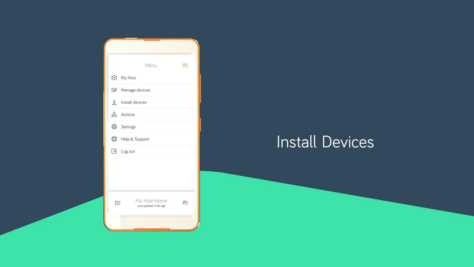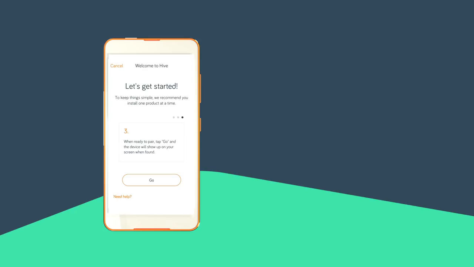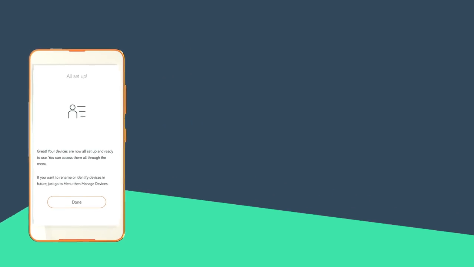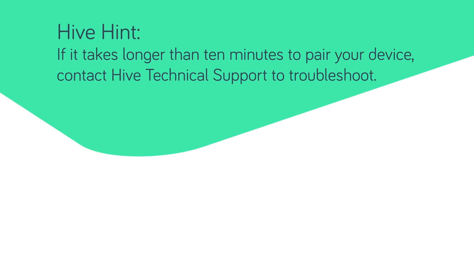Go to the Install Devices section of your app or online dashboard to pair the hub and thermostat. The thermostat display will show Search, and a timer will appear while it tries to connect to the hub. Once your device is paired, you'll get a welcome message on the thermostat. If it takes longer than 10 minutes to pair your device, contact Hive Technical Support to troubleshoot.